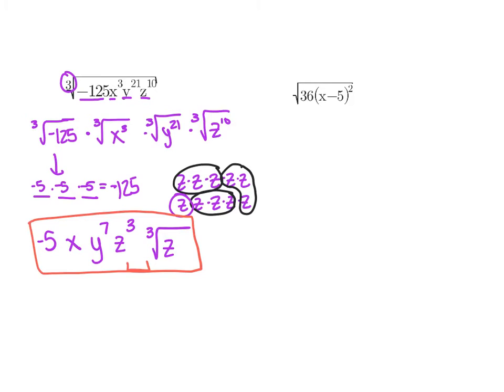All right, let's take a look at our next example. This one is a little different in some ways. So now I'm back to square roots. My index is 2. Oops, let me fix that. Grab the pen.